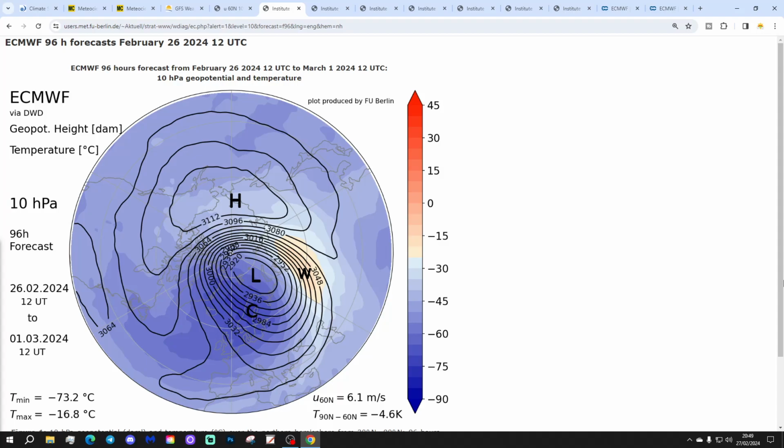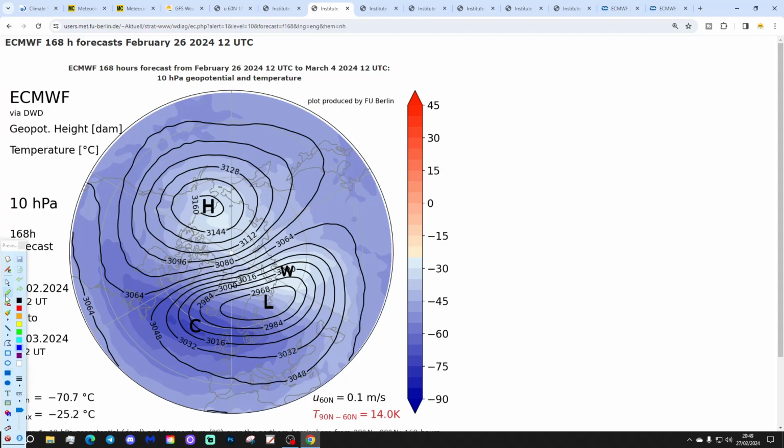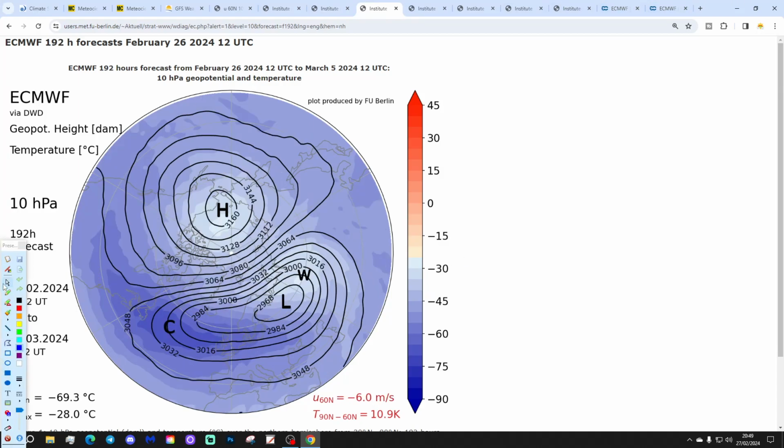So this is from the University of Berlin. This is the temperature forecast for the stratosphere from the ECMWF yesterday. And we started off at 96 hours, which is the 1st of March there. This is the important number down here, 60 degrees north, 6.1 m/s. So zonal wind still positive there on the 1st of March, but we go to 168 hours, and zonal wind is virtually into reverse at 60 degrees north, 10 HPA, just at plus 0.1. And then 24 hours further on, 192 hours, zonal wind has gone solidly into reverse at 60 degrees north, 10 HPA. We've gone down to minus 6.0.